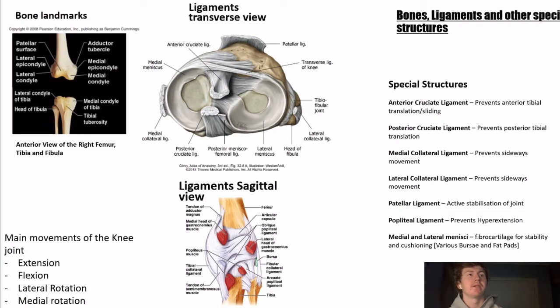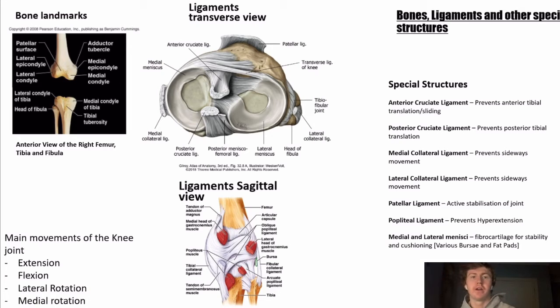And we have a look at the ligaments here, the transverse view and the sagittal view. I won't discuss them that much, but we'll have a look at some of the ligaments that have a very good prevention of injuries. We have the anterior cruciate ligament, which prevents anterior tibial translation or sliding. We have the posterior cruciate ligament, PCL, which prevents posterior tibial translation. We have the medial collateral ligament and the lateral collateral ligament, which prevent sideways movement.